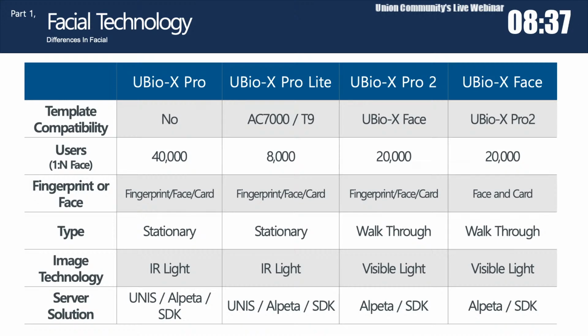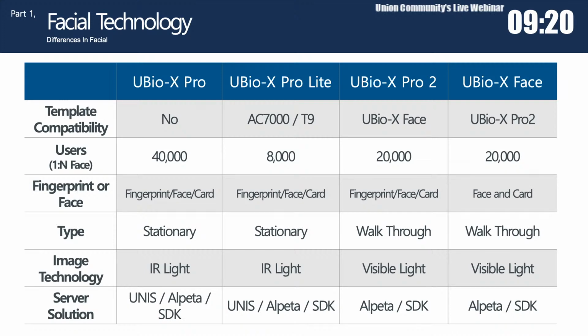And there's a new type that I want to talk about that you should be aware of. Between the Pro, Pro Lite, and the Pro 2 and X Face, they have two types, as you're already aware. The Pro and Pro Lite are stationary. Stationary means that people have to stop in front of the device and present their face to the reader. The Pro 2 and X Face, however, have the walkthrough technology. The walkthrough technology means that you can actually walk through, like a speed gate type of application, and it will automatically authenticate you. Both are two different algorithms, two different technologies.